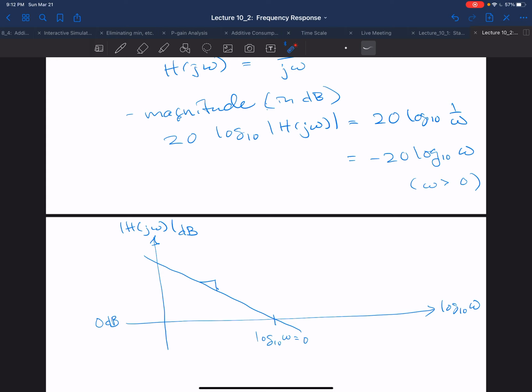So we call that interval over which omega increases by a factor of 10 a decade. So we say that this slope is minus 20 decibels per decade. And that completely characterizes this magnitude curve.